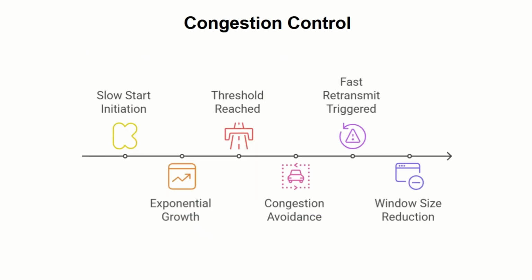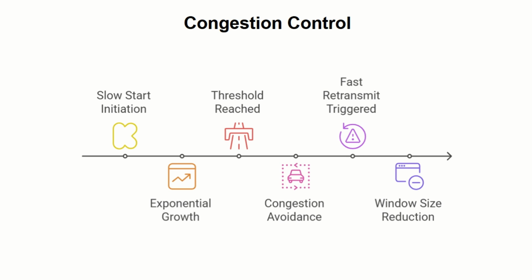Next is congestion control, preventing network overload. TCP also implements congestion control to prevent the network from getting overloaded with too much data. Initially, TCP begins sending data slowly, starting with a small congestion window. The window size grows exponentially with each acknowledgement received as long as the network is not congested.